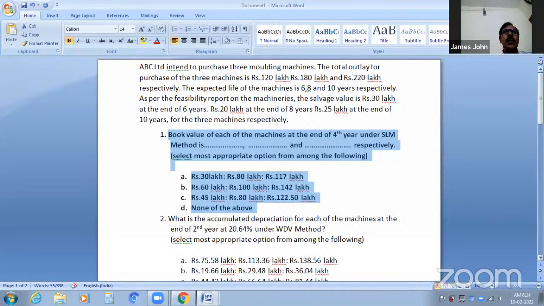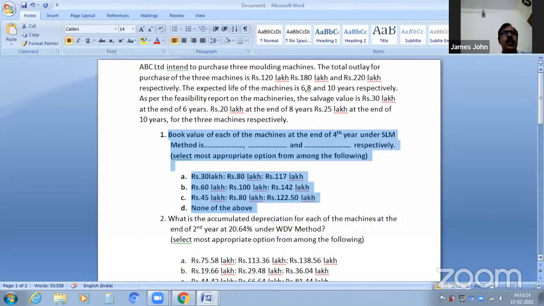180 is the cost. What is the depreciation provided for the second machinery per year? 20 lakh, sir. So 80 lakh you have to subtract. 80 from 180 means 100 lakh. So B is the answer. And the last one also you can calculate appropriately, isn't it?